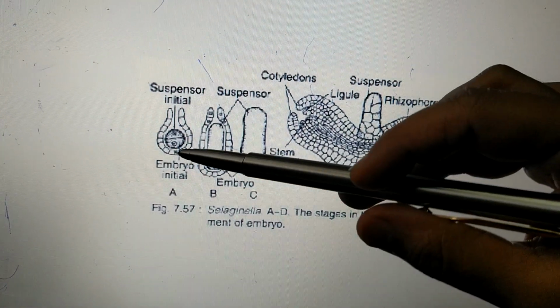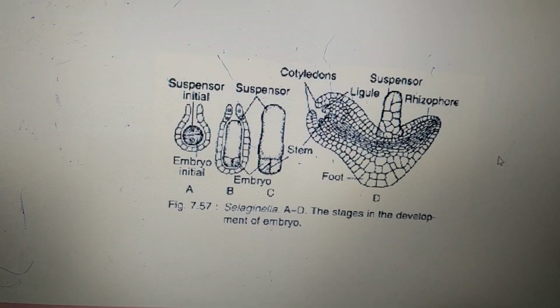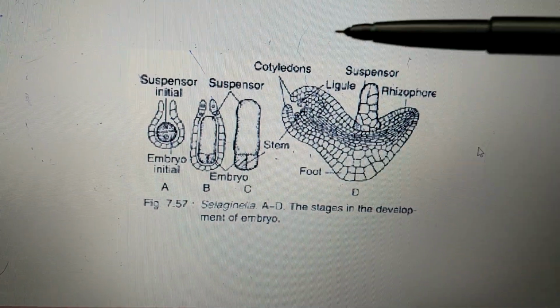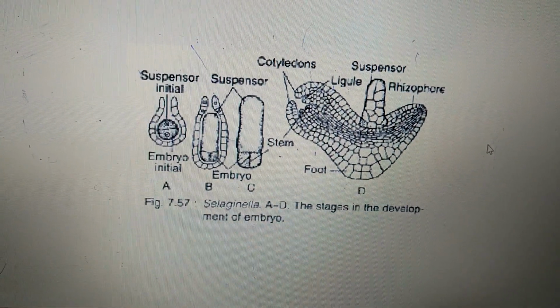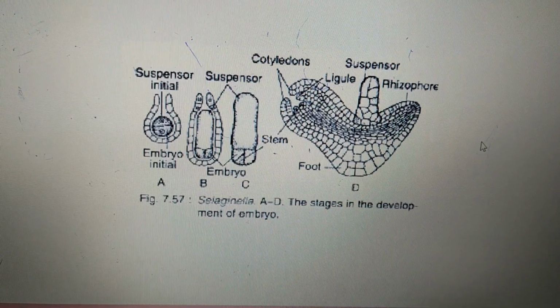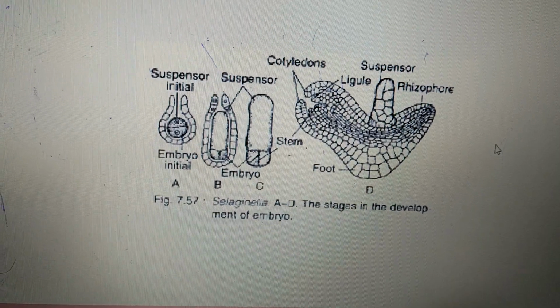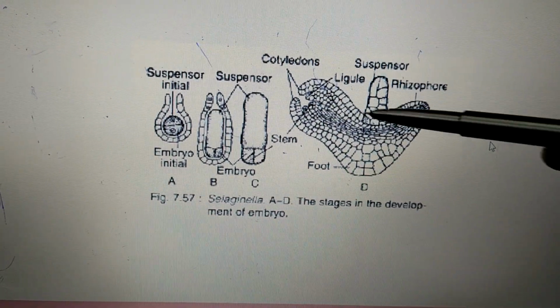Now this embryo initial, that is the hypobasal cell, is going to divide first vertically, later transversely, leading to the formation of a 4-cell stage. This 4-cell stage, on division in all possible planes, leads to the formation of a multicellular structure, somewhat like this.